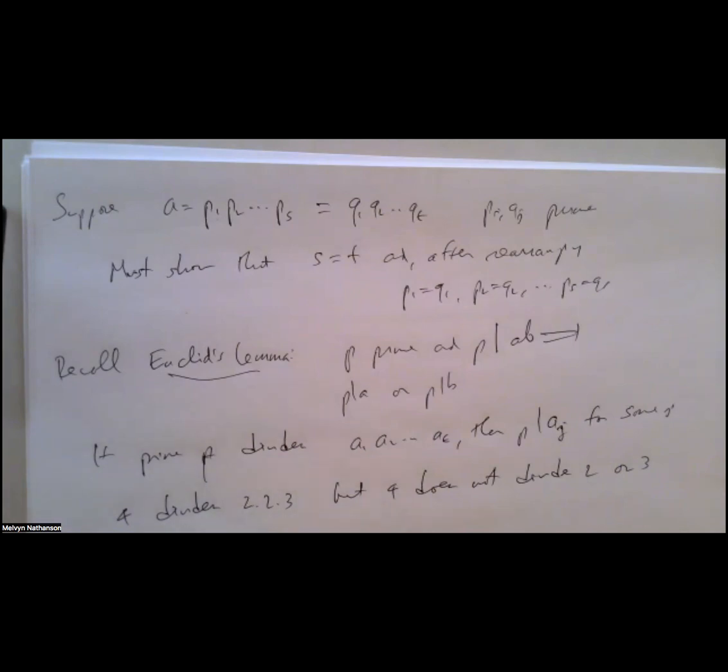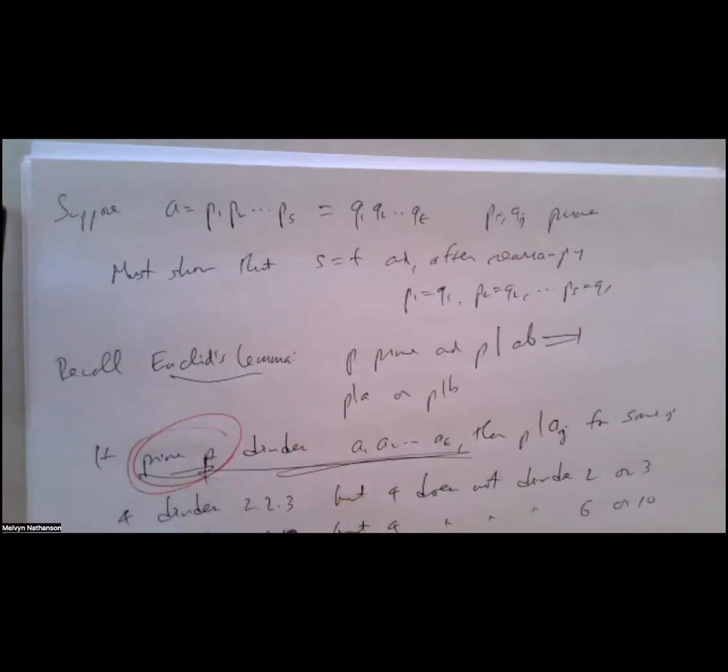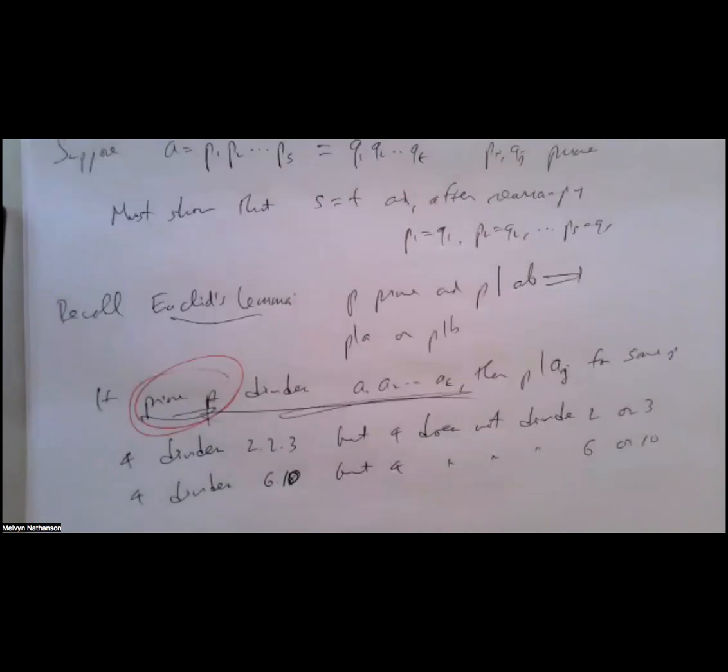Or if you want a slightly different example, 4 divides 6 times 8, 6 times 10, but 4 does not divide 6 or 10. So the reason is that 4 is not a prime. The statement about divisibility is only true for prime numbers. It has to be a prime.